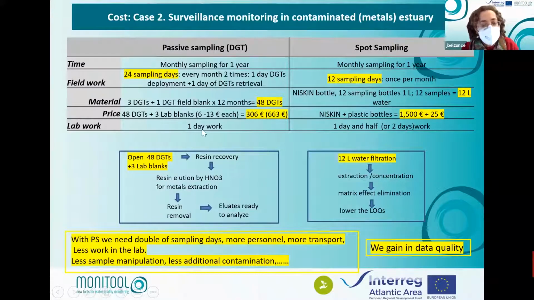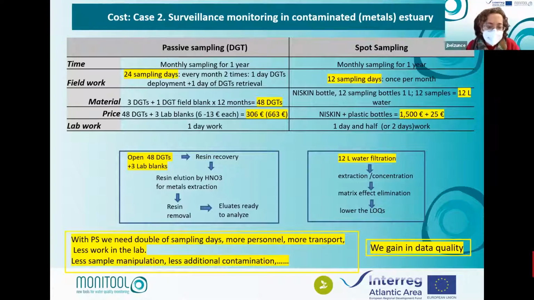For the laboratory work, all the DGTs that you recover from the field, you can keep in the fridge and process all together at the end of the whole study, and you need just 1 day of work for all of them. The 12 liters of water, you can keep frozen, and at the end of the study you need to filter, and extraction, concentration, and all the steps until you get ready for analysis can take you 1.5 days or 2 days, depending on the laboratory conditions.